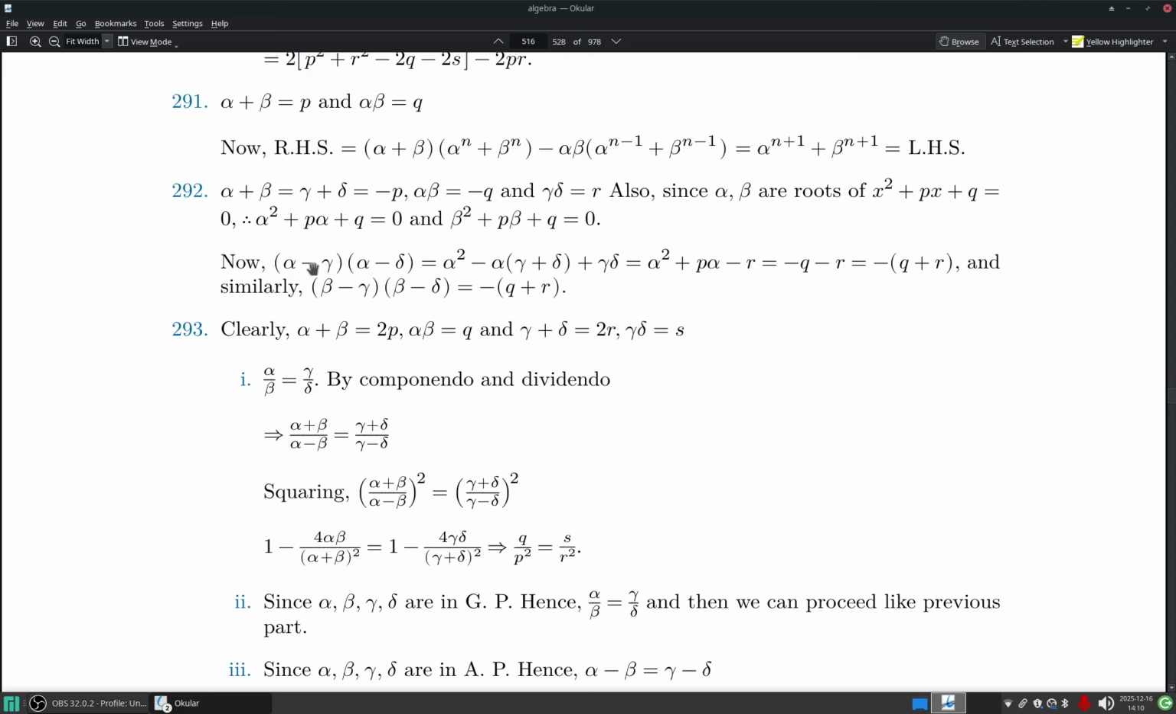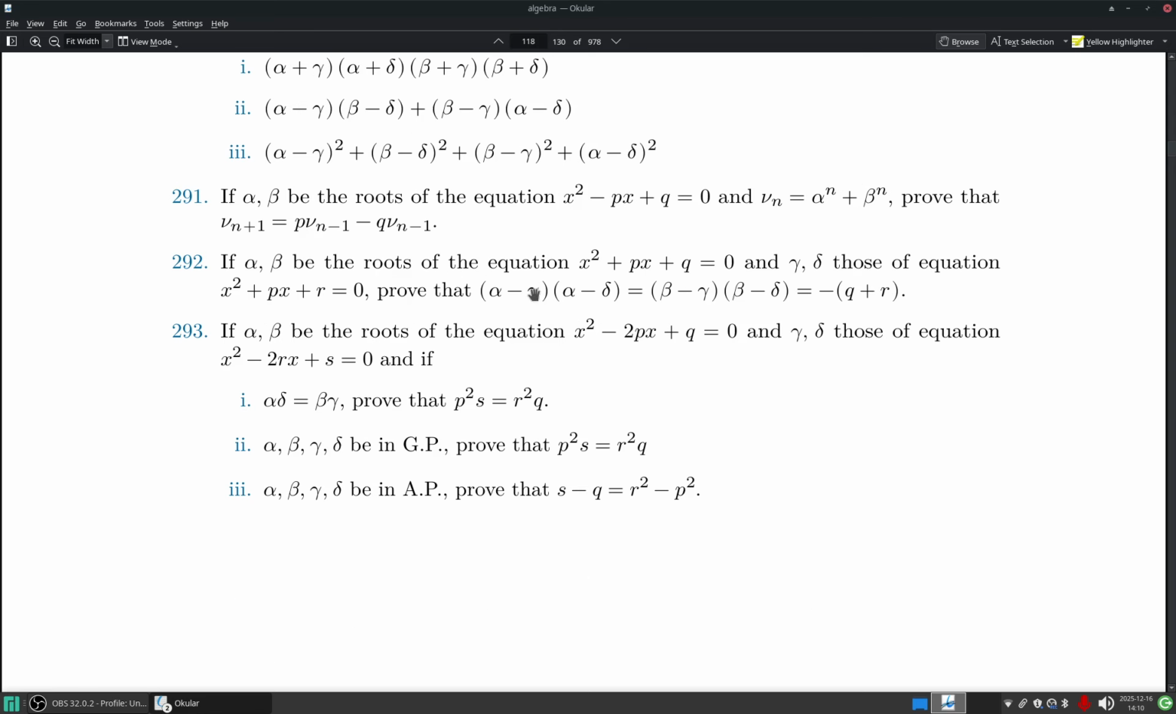and first we multiply alpha minus gamma into alpha minus delta. We get alpha square minus alpha into gamma plus delta plus gamma delta. We substitute the values of gamma plus delta and gamma delta. We obtain alpha square plus p alpha plus r, which will be equal to, now if you look at this equation, alpha square plus p alpha is equal to minus q. So we put minus q, and then we get minus q plus r for the first one. Similarly, you can evaluate the second one, which will also be minus q plus r.